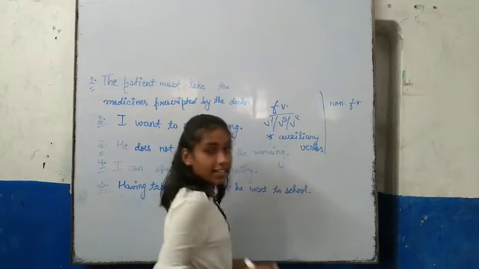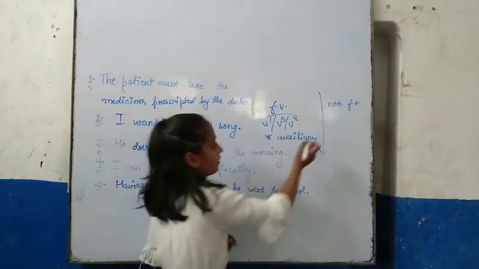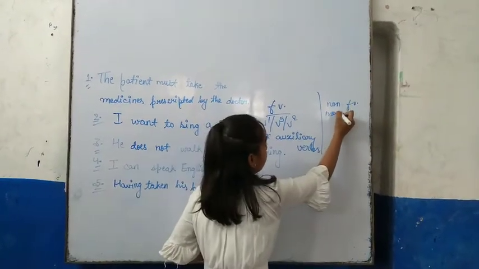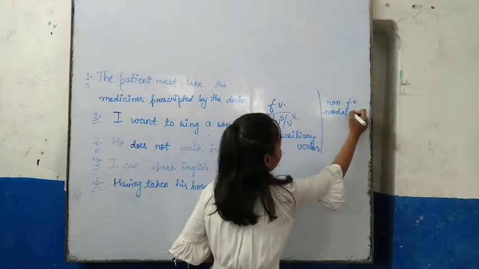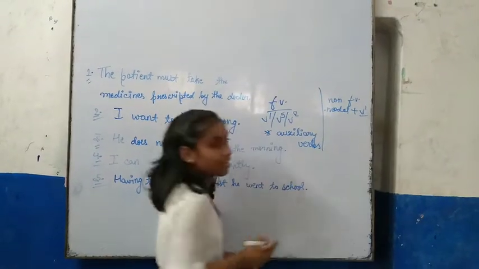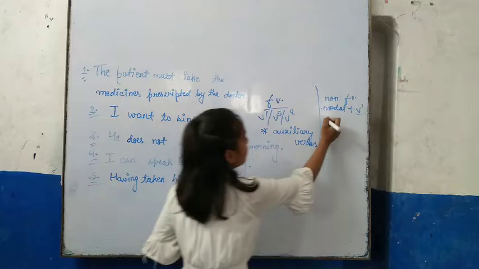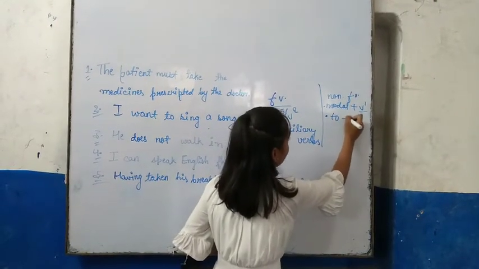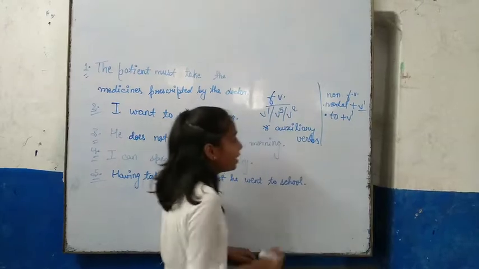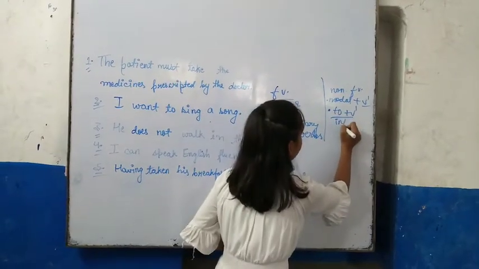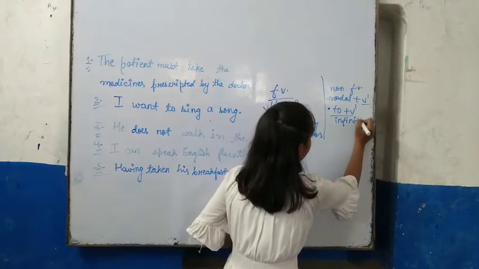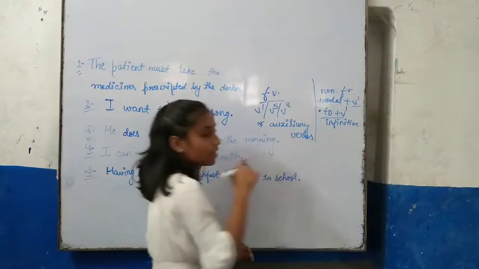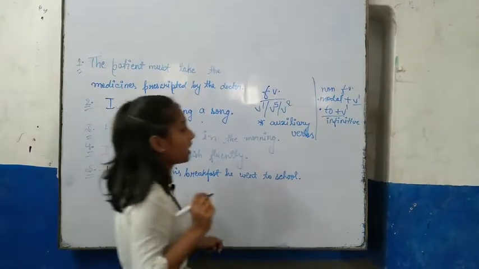if in any sentence after the modal auxiliary verb there is a V1, then that V1 is known as a non-finite verb. And if in any sentence there is "to" and then after "to" there is a V1, it's an infinitive, so that V1 is also known as a non-finite verb.